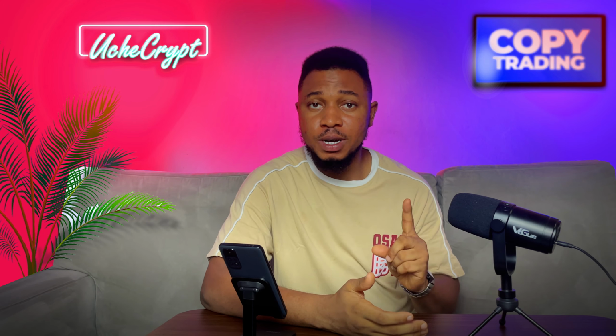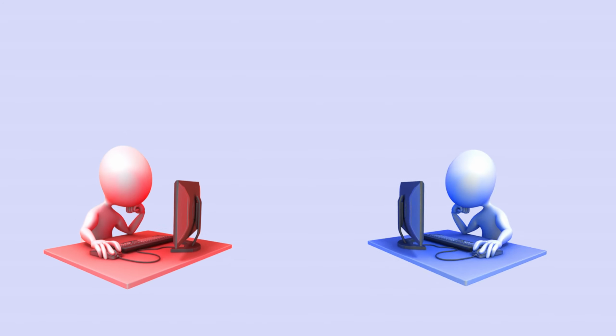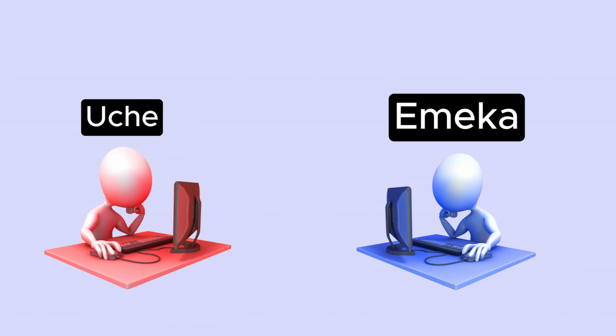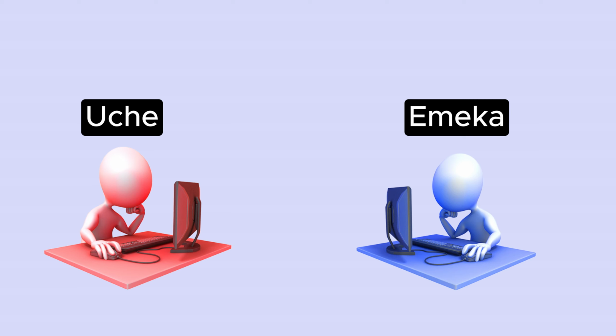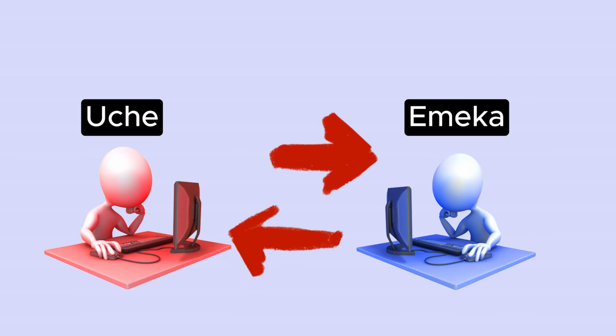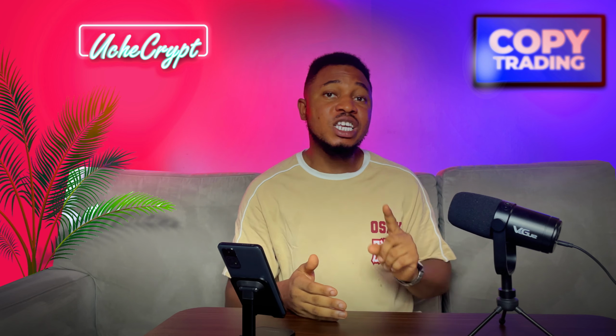So let me explain this better. Now let's say we have two traders, Uche and Emeka. Uche is a professional trader, while Emeka doesn't have much idea in trading. What Emeka could do is copy what Uche is doing and then make the same profits as Uche without having the same knowledge as Uche. And that is how copy trading works.